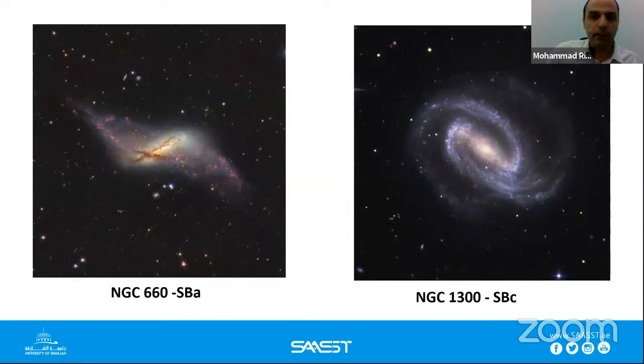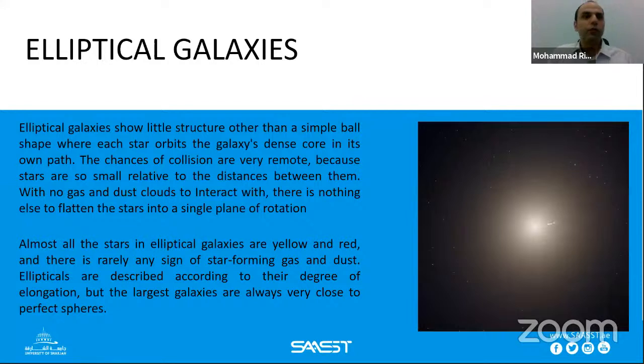Let's go to the simplest shape of galaxy, the simplest style or class of galaxy. It is an elliptical galaxy. It shows little structure other than this simple ball shape where each star orbits the galaxy's dense core.